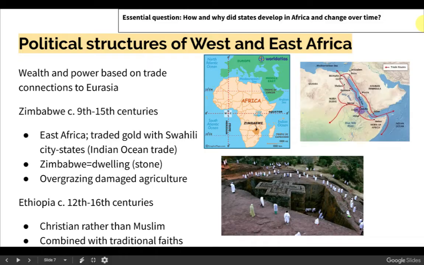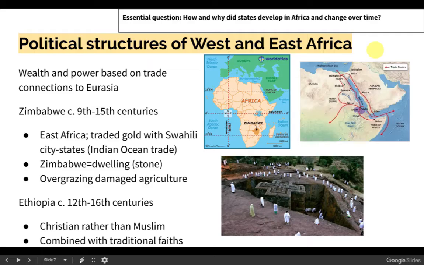Ethiopia, up in the north, is different from the three states we have discussed so far because it was Christian rather than Muslim, due to a trade connection with the Roman Empire dating back to the classical era. So you can see here that this general region of Ethiopia is located on the Nile River, which goes up through Egypt here to the Mediterranean. And that part of the world was part of the Roman Empire in the classical era. We're talking about the 1st, 2nd, 3rd centuries. And so that is how Christianity made its way to Eastern Africa.